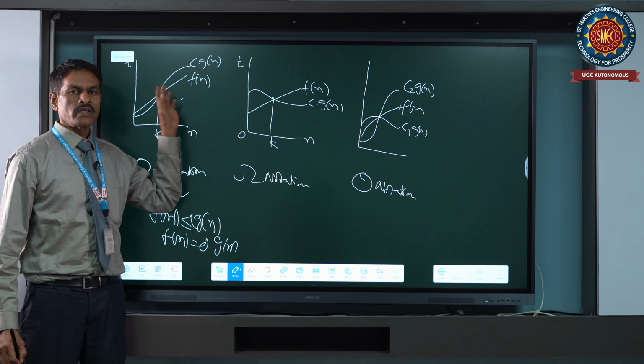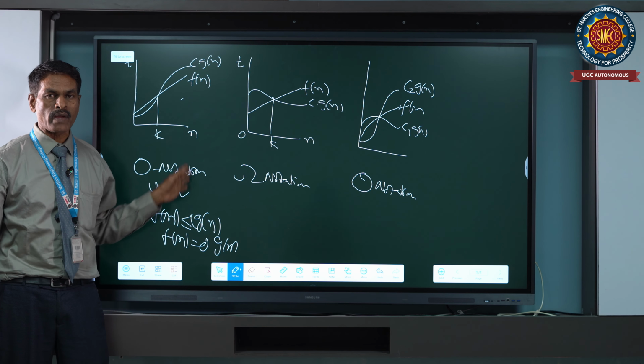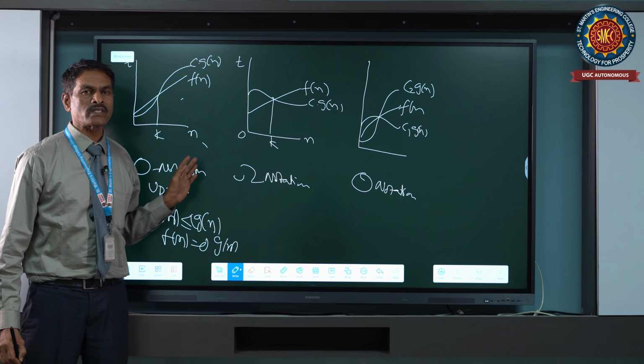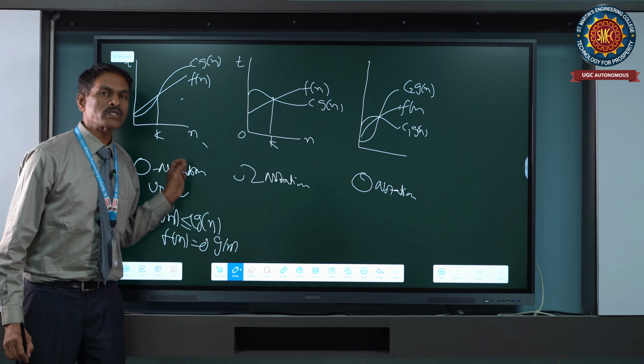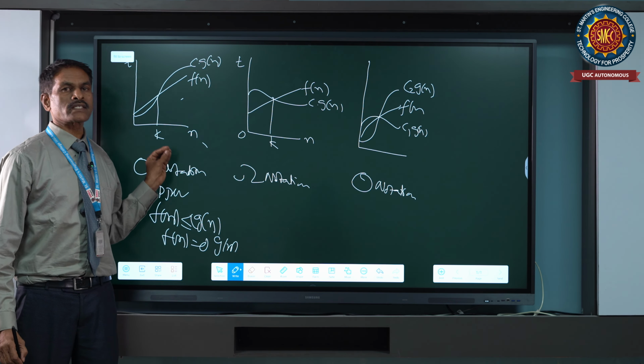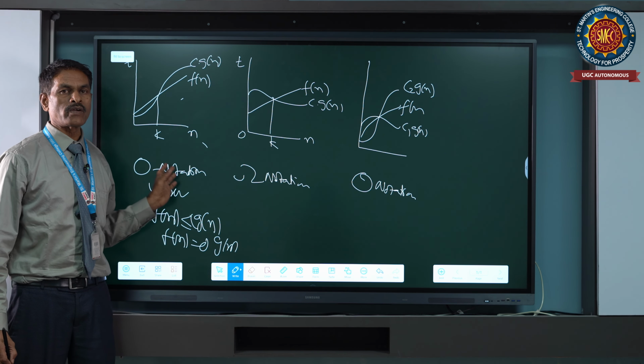Here, the maximum type, the at most position, is what we use this mechanism for. So we use big O notation for the at most position, that is the worst case, the maximum. The next one is the upper bound purpose, that is big O notation.